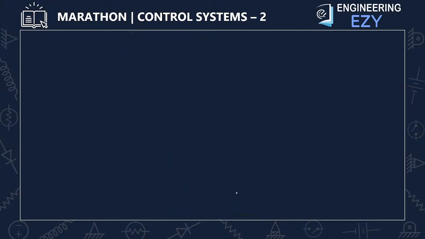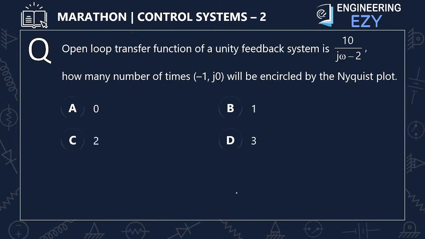Okay, I think it is the last question now. This question is the last question about the Nyquist criteria, and it shows how easily you can solve such a question. The open loop transfer function of a unity feedback system G(s) is given as 10 upon s minus 2. How many times will the point minus 1 plus j0 be encircled by the Nyquist plot?